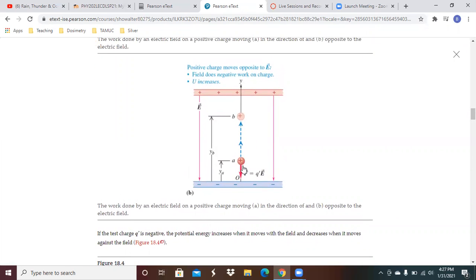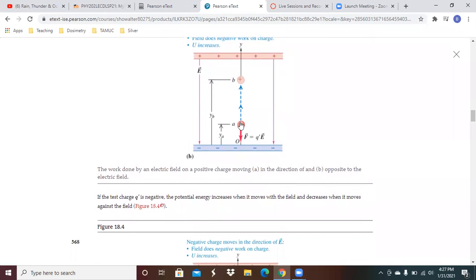If you've got a positive charge here that is being moved back towards this plate, then this is doing negative work, and then the potential energy increases because as the positive charge gets closer to these positive charges, it gets harder and harder for it to get closer because these are wanting to repel.